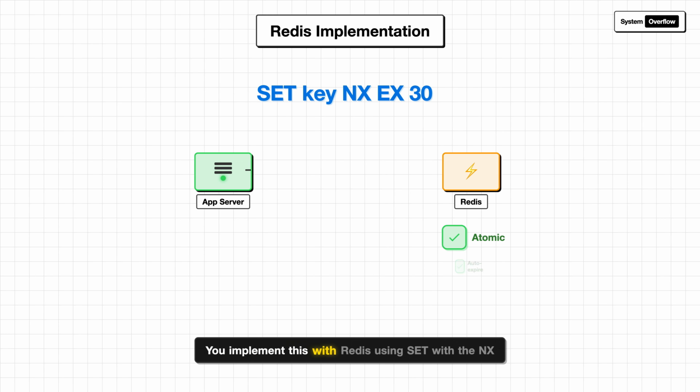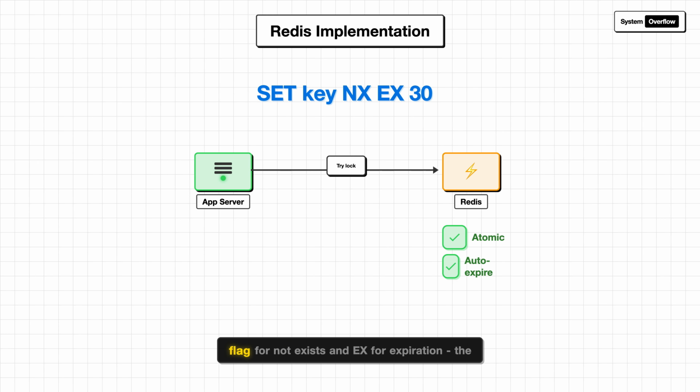You implement this with Redis using set with the NX flag for not exists and EX for expiration. The first request that successfully sets the lock wins and refreshes the cache, while everyone else either waits with a timeout or serves slightly stale data if it's still available.